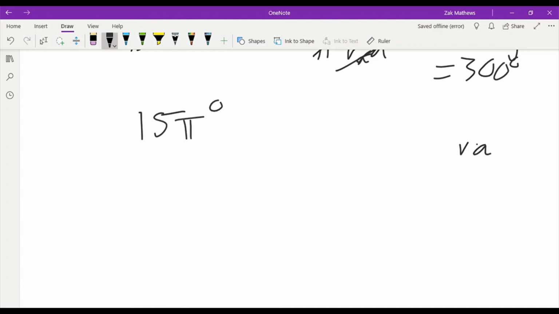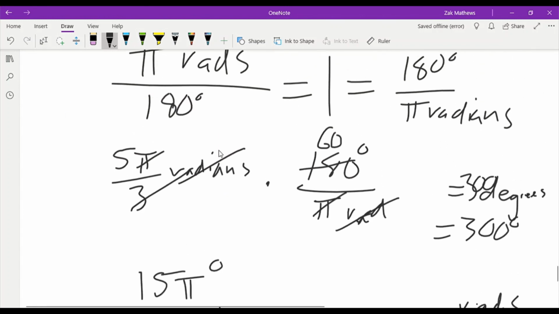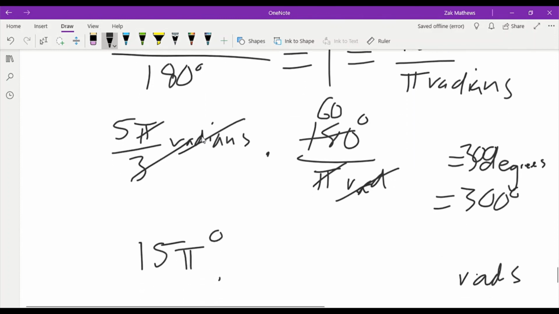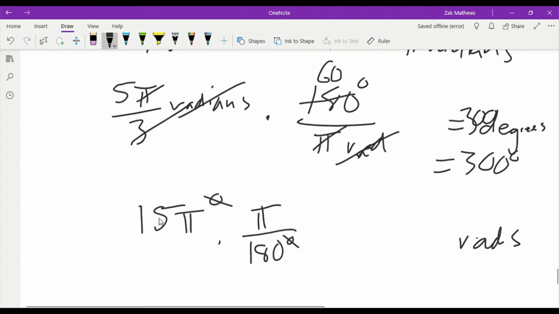That's my goal. So if I want to convert to radians, I again can multiply either by the pi over 180 or the 180 over pi. Well, this time because I'm starting with degrees, if I'm going to multiply, I need those degrees to be on the bottom. So I'm going to multiply by the pi over the 180. I can see that the degrees cancel. I can do a little more simplification here. I know that 15 goes into 180.